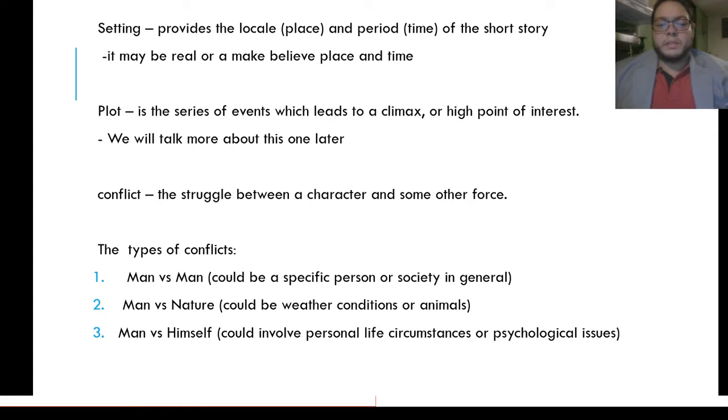Here we can see some of the more common types of conflicts. We've got man versus man. That is a problem you have with another person. It could be a specific person or a society in general. We've got man versus nature. It could be weather conditions like storms. We recently had the storm Maria. It destroyed the island, so we had man versus nature. Or animals. Man versus himself could involve personal life circumstances or psychological issues.